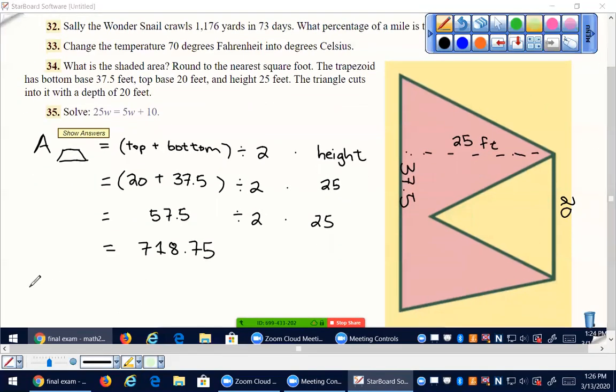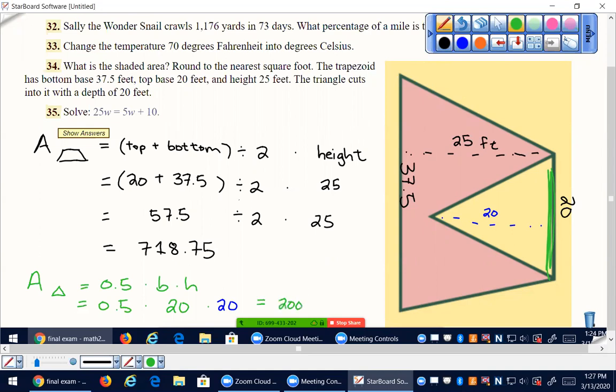So the area of the triangle is 0.5 times base times height. What's my base? That was the 20. And what is my height? That one, I just have to look, it tells me. So half of 20 is 10, times another 20 is going to be 200. And we're still not done, because we have to subtract them.